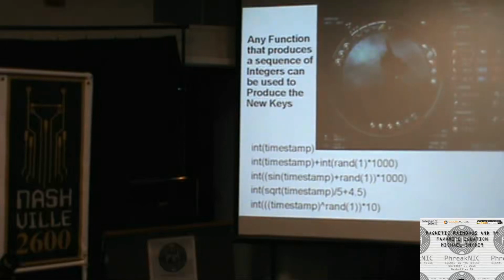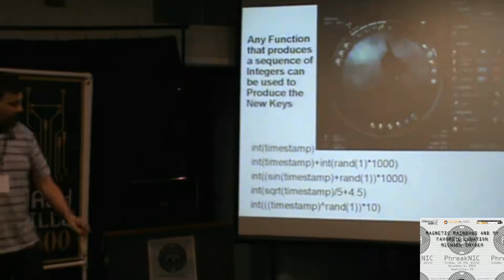So the sign of the timestamp is very interesting because it cycles over and over again. And of course, the random number is random, so that's a pretty good way of producing a random key. But there's other choices. For example, let's take the timestamp in seconds and take the square root of it, which will produce another number, divide it by 5, and add 4.5 to it. And then take the integer sequence of that. Now, can we do that? Yes. Could the eavesdropper figure out how you're generating that XOR key?